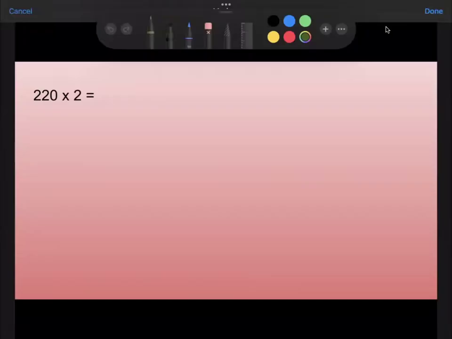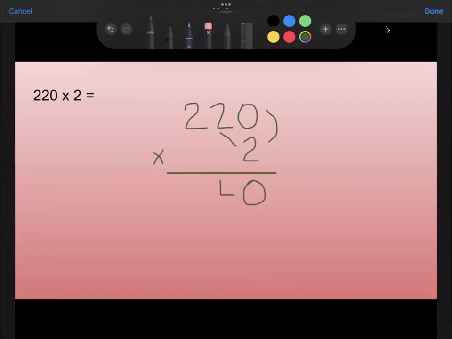Here's our next one. We're going to multiply 220 times 2. For this one, I'm going to use the standard algorithm, which means I put the number that has the most digits, the 220, on top, and line up the 2 just beneath it by place value. First, 0 times 2 gives me 0. Then 2 times 2 is 4, and this 2 times that 2 is also 4. So our answer should be 440.